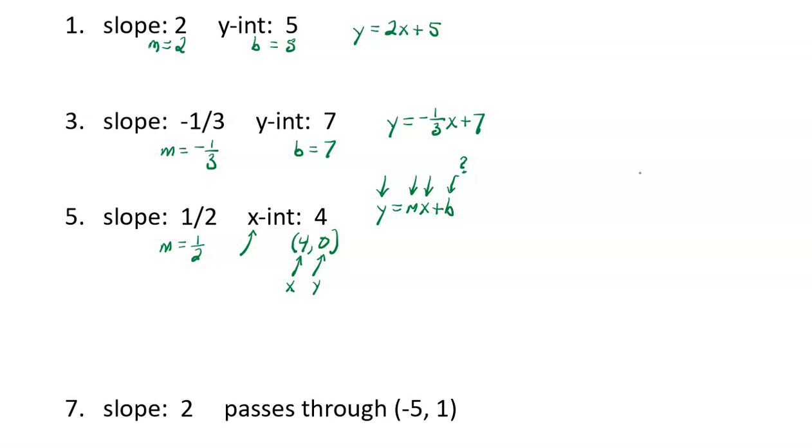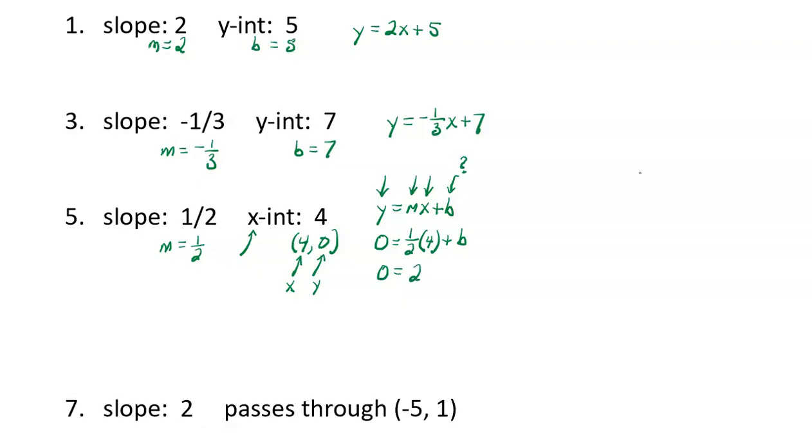Let's make the substitutions. In place of y, fill in 0. In place of m, fill in 1/2. In place of x, fill in 4. And then leave the variable b. It's unknown. This creates an equation with one variable in it, the letter b, and we can solve the equation.